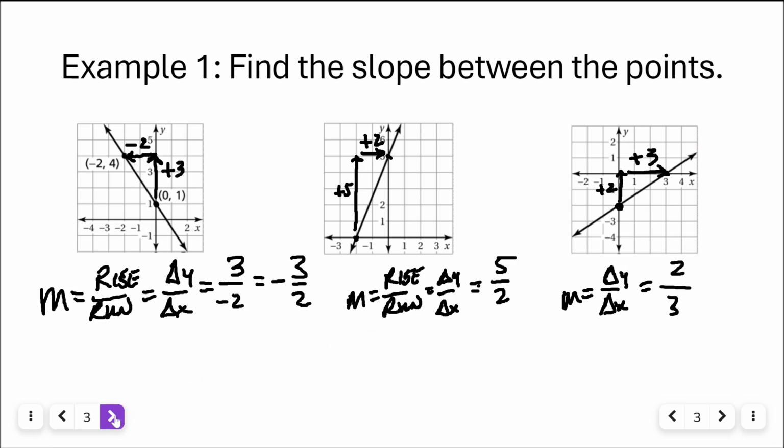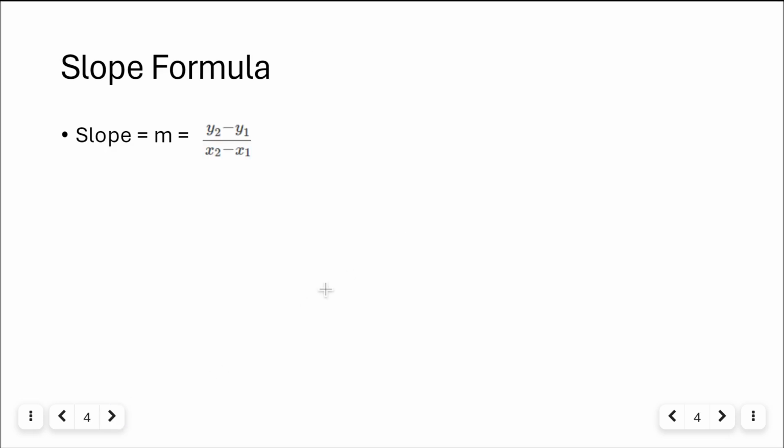Okay? All right, so you've done this many times before. And then we have the slope formula. The slope formula is y2 minus y1 over x2 minus x1. You can also use delta y over delta x.